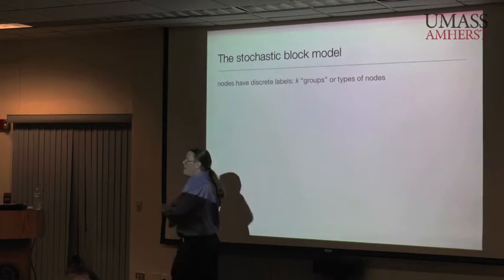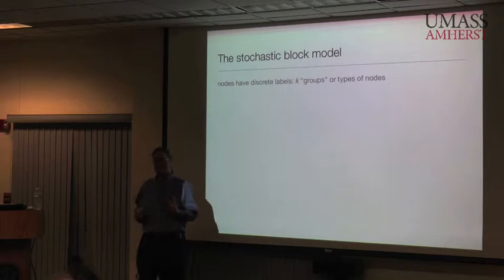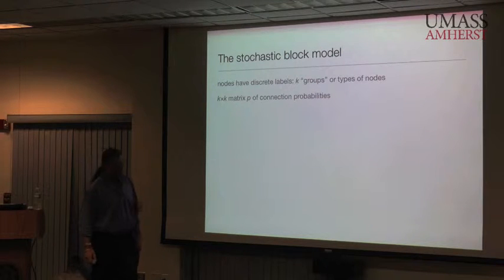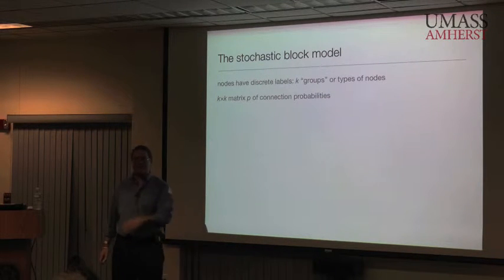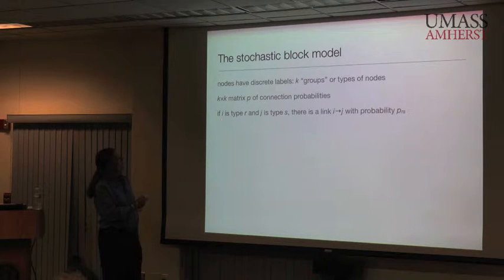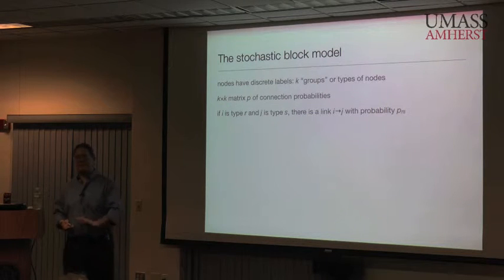There are only k kinds of nodes in the world. People if it's a social network, species if it's a food web. We'll see a couple examples. And then there's a little k by k matrix. And if you want to know whether there is going to be a link between node i and node j, well, all you have to know is that i is of type r and j is of type s, and then there's a link from i to j with probability p sub rs. Okay, that's the whole model.